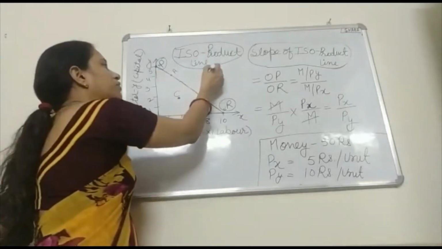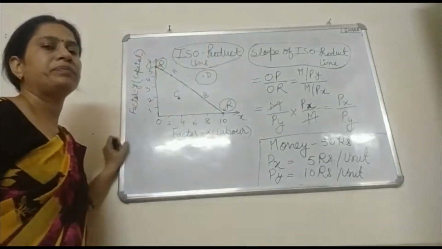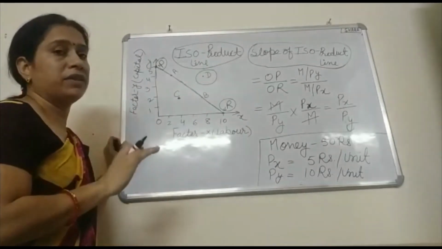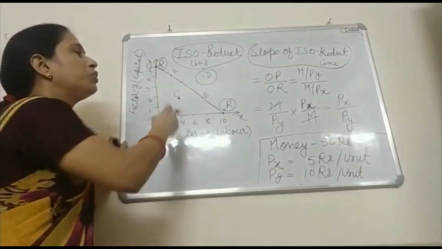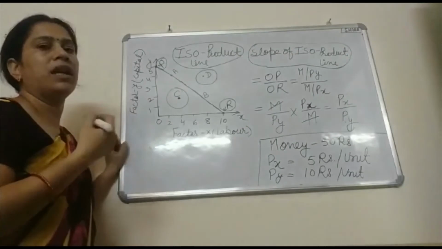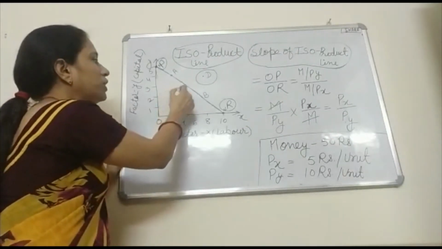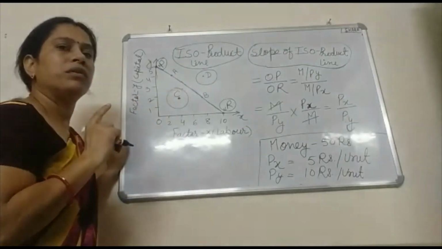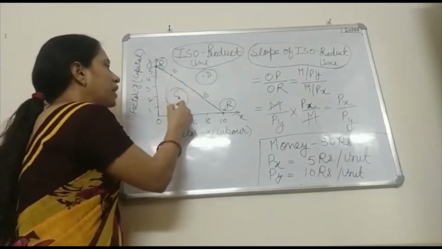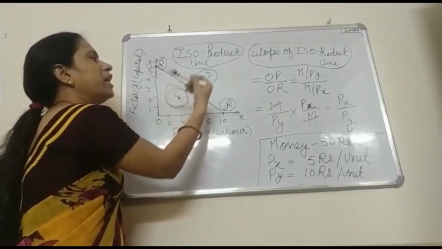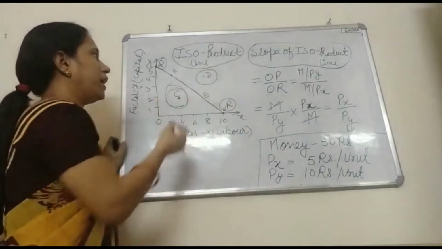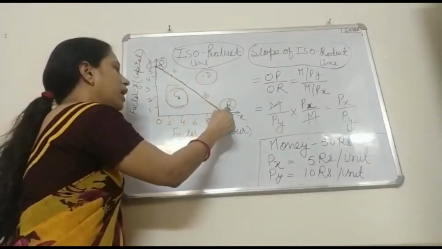But for the points which are located outside this line, the producer doesn't have sufficient resources to reach those points. And the points inside this line show the underutilization of factors. So the producer will not want to stay under the isoproduct line, and he will not be able to go outside of the isoproduct line. He will always remain on the isoproduct line.